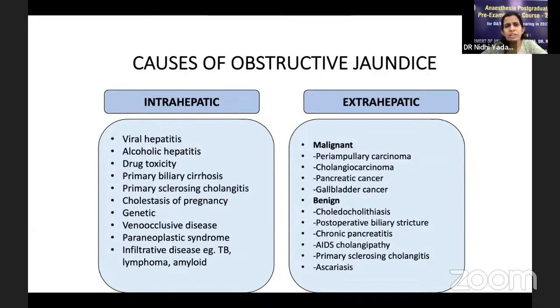The causes of obstructive jaundice can be classified into intrahepatic causes and extrahepatic causes. The intrahepatic causes are mainly viral hepatitis, alcoholic hepatitis, and drug toxicity. Some lesser known causes are primary biliary cirrhosis, primary sclerosing cholangitis, cholestasis of pregnancy, genetic causes, various veno-occlusive diseases, paraneoplastic syndromes, and infiltrative diseases, for example, tuberculosis, lymphoma, and amyloid.